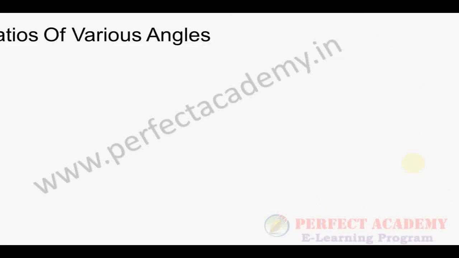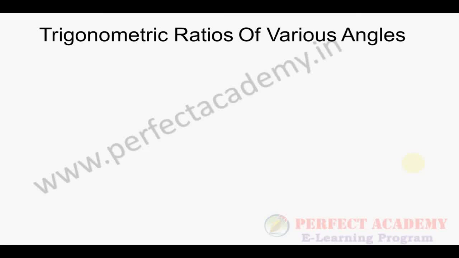Well, next is trigonometric ratios of various angles. This is one of the most important parts we will be discussing throughout this lesson, because when we start using trigonometric ratios in practical cases, most of the time we have to use trigonometric ratios of some specific angles, as in 0 degree, 30 degree, 60 degree, 90 degree, and one more, 45 degree. So all these trigonometric ratios for specific angles we have to define.